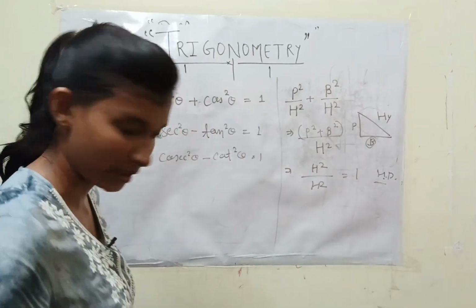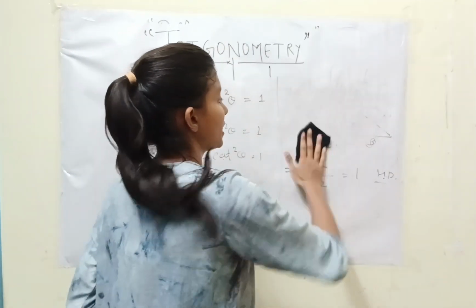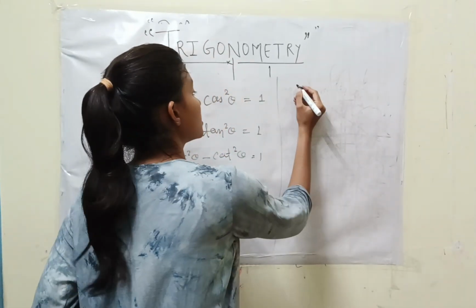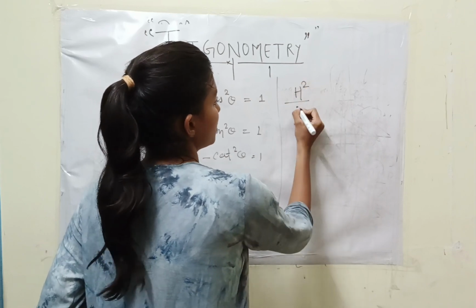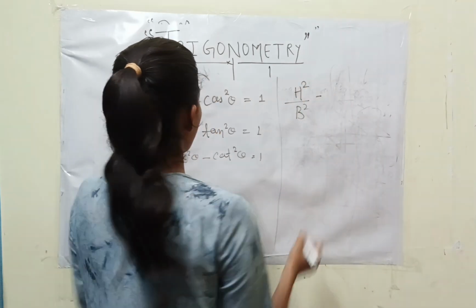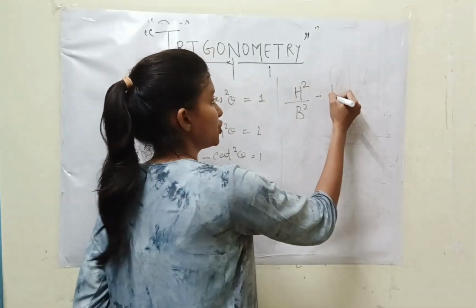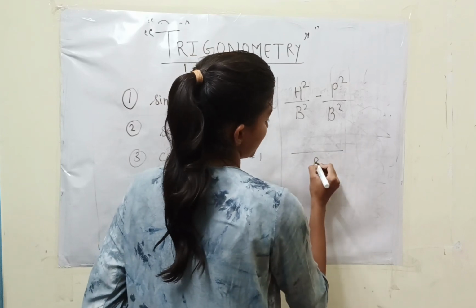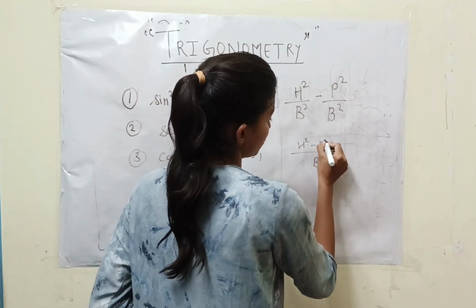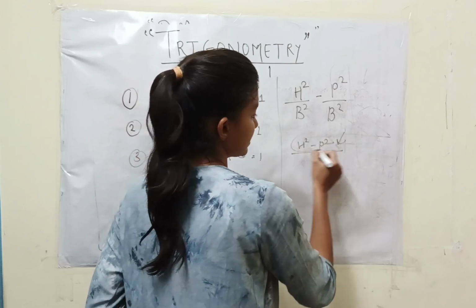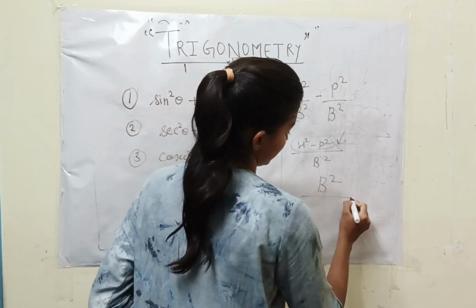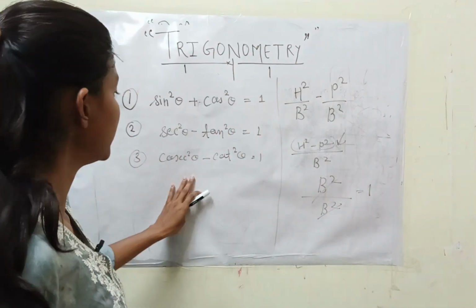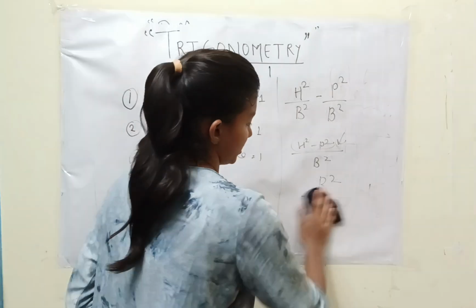Similarly, what is sec square theta? Sec square theta is nothing but the reciprocal of cos square theta, which is hypotenuse square upon base square. What is tan square theta? Tan square theta is the ratio of perpendicular and base, squared. Now, this is base square, and again with the use of Pythagoras theorem, we can say that this is nothing but base square upon base square, and this is also 1. Similarly, this property can be proved.